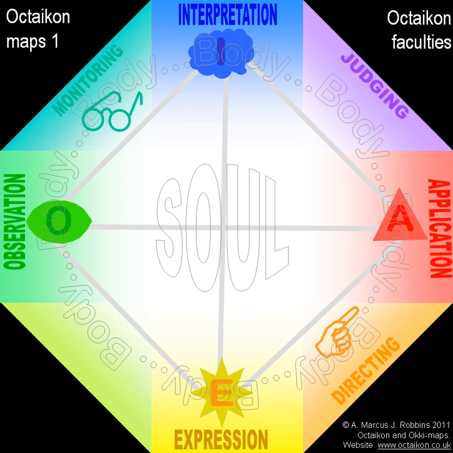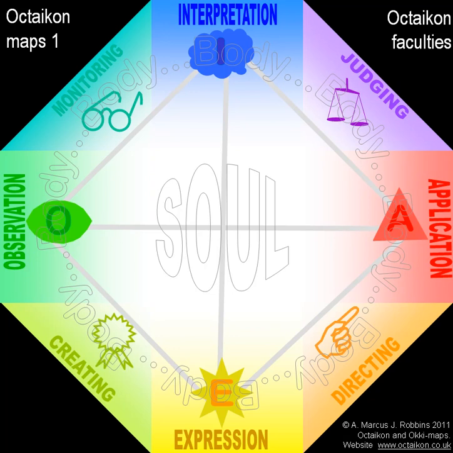The judging faculty helps us to set limits to what we do and take decisions. The symbol is a pair of scales. Its complementary faculty frees us to be creative, innovative and to cross boundaries, and is symbolized by a rosette.